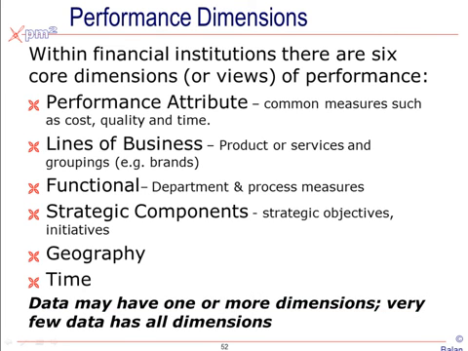It's important to note that any particular data element may have one or more dimensions, but very few data elements have all the dimensions. So as you take a look at this performance cube, as you rotate it around, whether I'm looking from geography or time, there'll be spaces where some of the data is not represented. Now, these dimensions are kind of hierarchies.